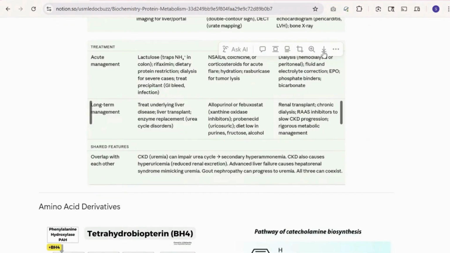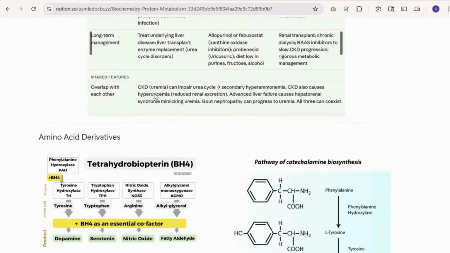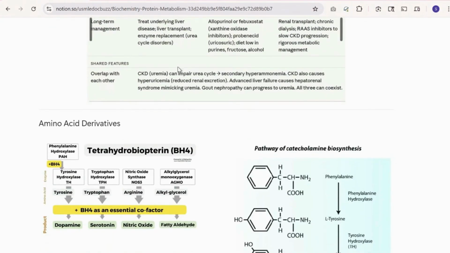Now they've given you management, right? And we know all these sort of overlap. You see dialysis for the renal patient, NSAIDs, colchicine for the gout patient, and lactulose for the ammonia patient. Okay, so just a last discussion on that topic. Chronic kidney disease can impair the urea cycle, which causes hyperammonemia, right? So you can have both hyperammonemia and uremia, especially in a patient who has renal problems, right?